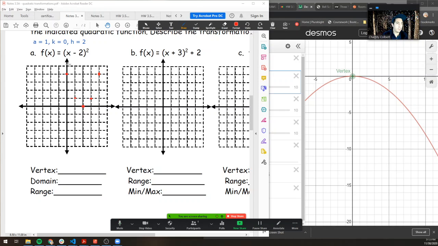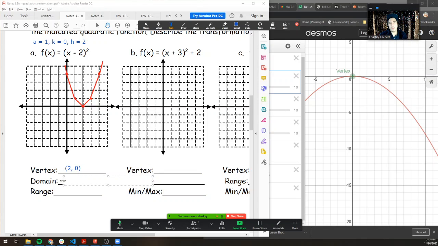Now I'm drawing with a straight line here, so it doesn't look great, but that's about what your problem looks like. Imagine it being a little more smooth, but there's your problem. So the vertex here, we see that it's going to be at positive (2, 0).